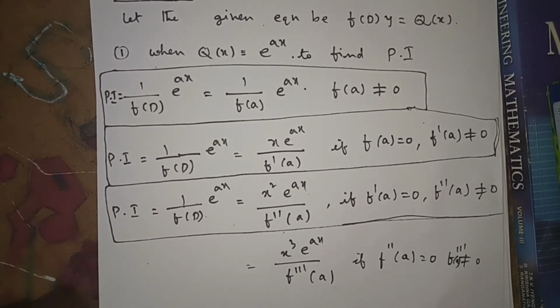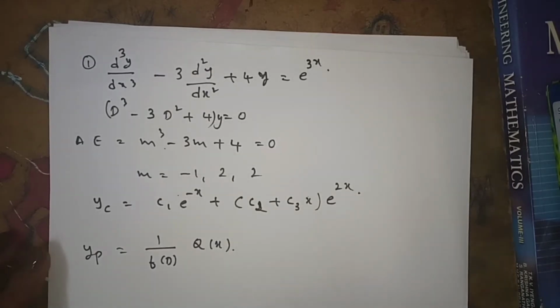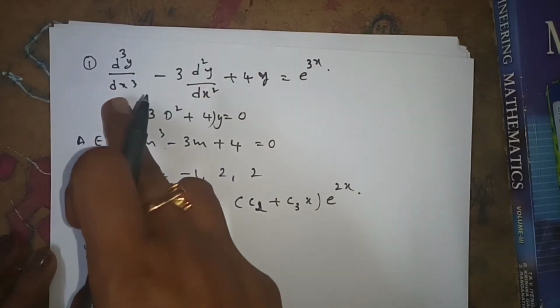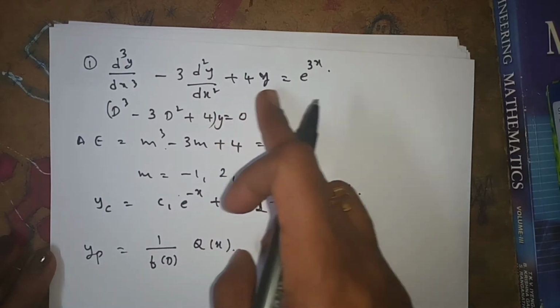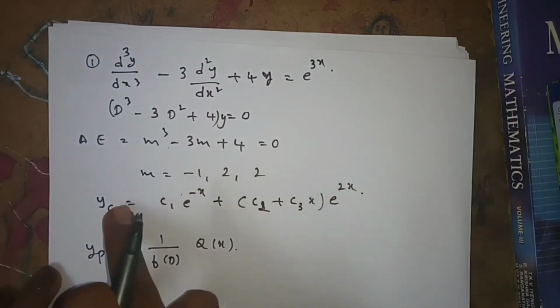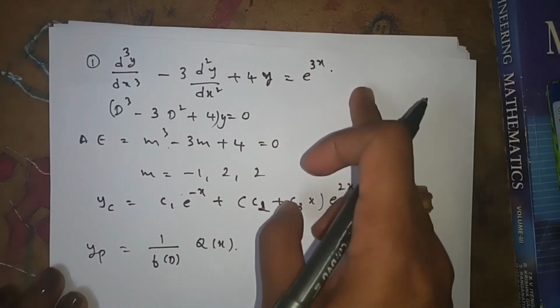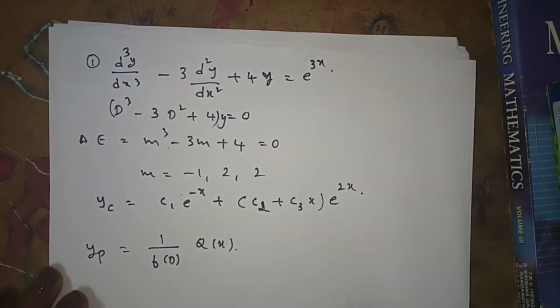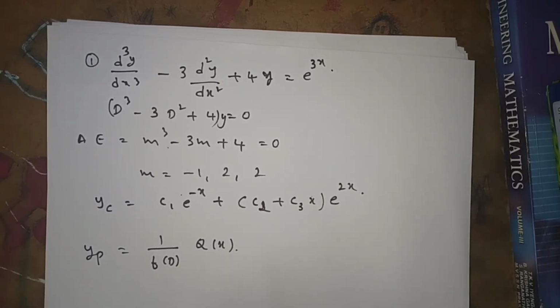Now, we will see the first problem. Solve d cube y by dx cube minus 3d square y by dx square plus 4y is equal to e to the power of ax. Using the LHS part, we need to find the complementary function. Using the RHS part, we need to find the particular integral. Therefore, the complete solution will become CF plus PI. Complementary function plus particular integral will become the complete solution.